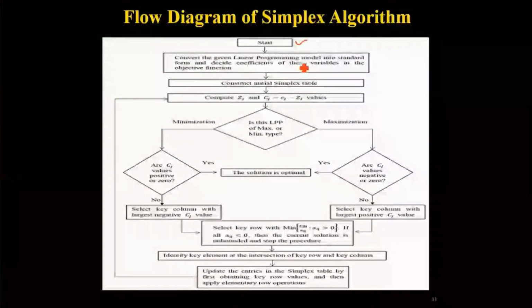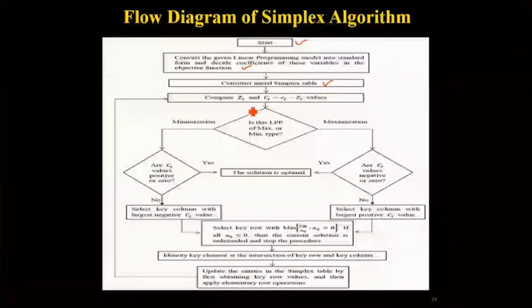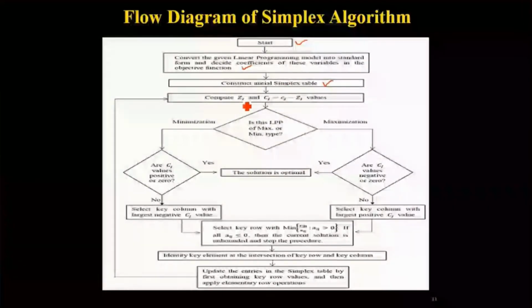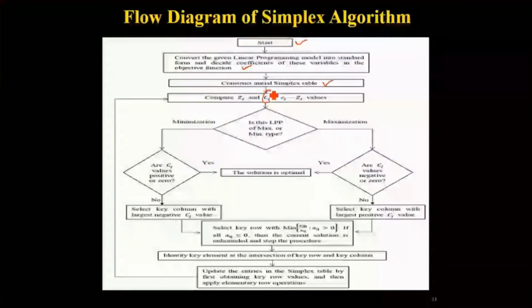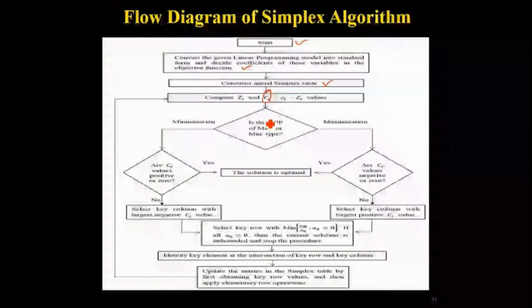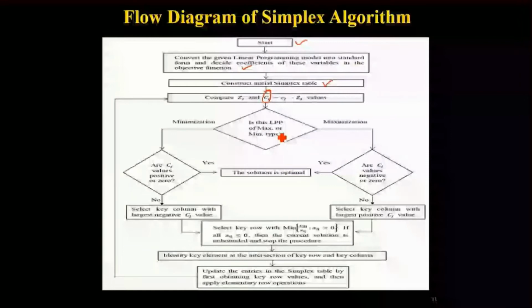Convert the given LPP into standard LPP. Decide the coefficients of the variables in the objective function, construct the initial table that we have shown. After that compute Zj and Cj. Capital Cj is positive or negative, and based on that we have a decision: is this LPP of maximization type or minimization type?